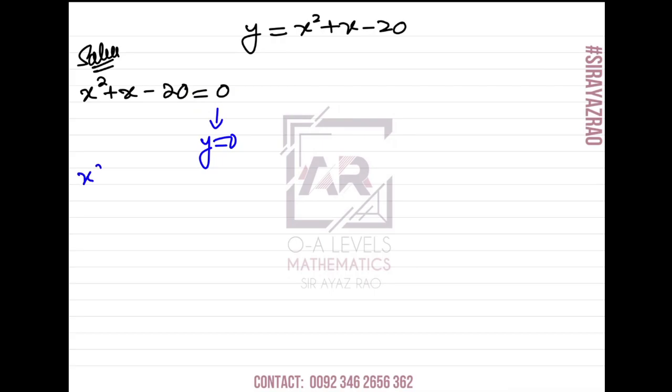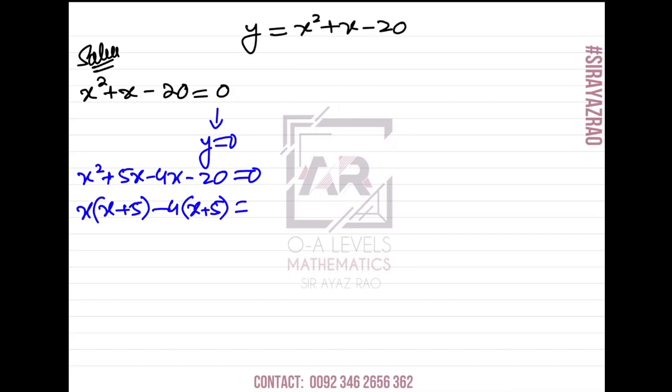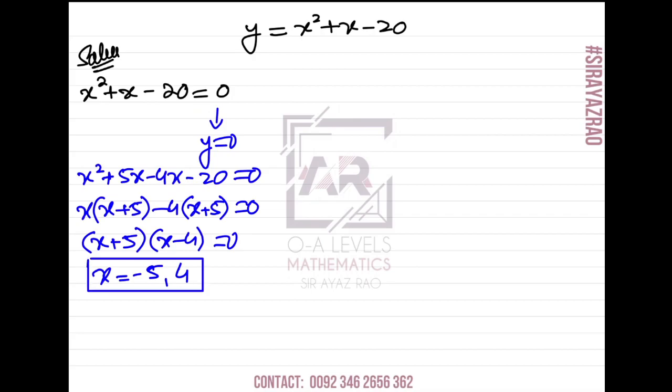So I'm going to do the same thing. I'm going to break the middle term, the plus x, into 5x minus 4x equals 0. You can use the quadratic formula as well. You take x common, x plus 5. You take minus 4 common. It becomes x plus 5 equals 0. So x plus 5 and x minus 4 are the two brackets. I got the value of x as minus 5 and 4.